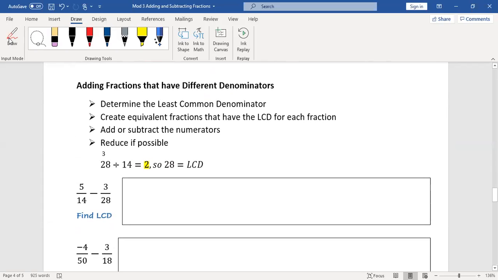So, as a recap, adding fractions that have different denominators. Determine the least common denominator, either by a listing method, always check to see if the smaller one goes into the larger, or you could do a prime factor table. Then create equivalent fractions that have the least common denominator for each fraction. Add or subtract the numerators, and then lastly, reduce if possible.